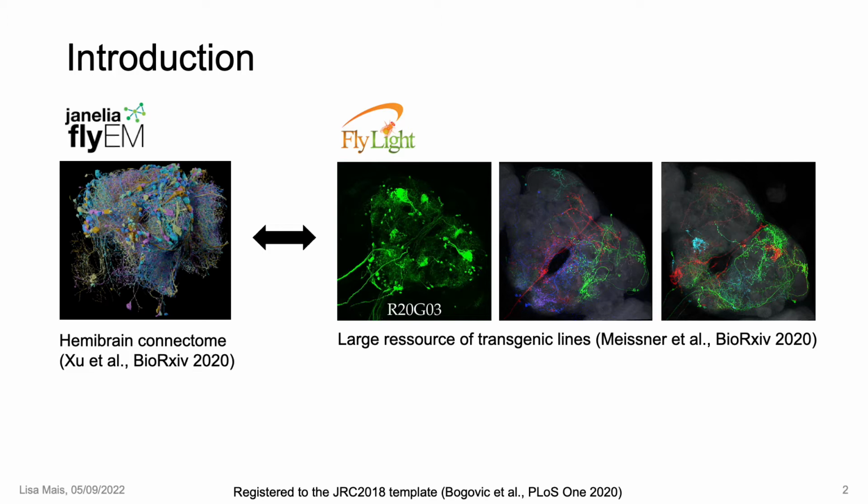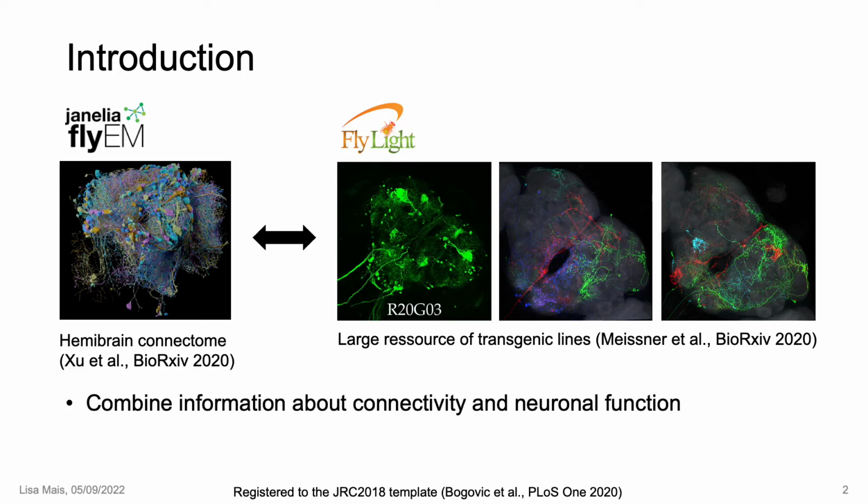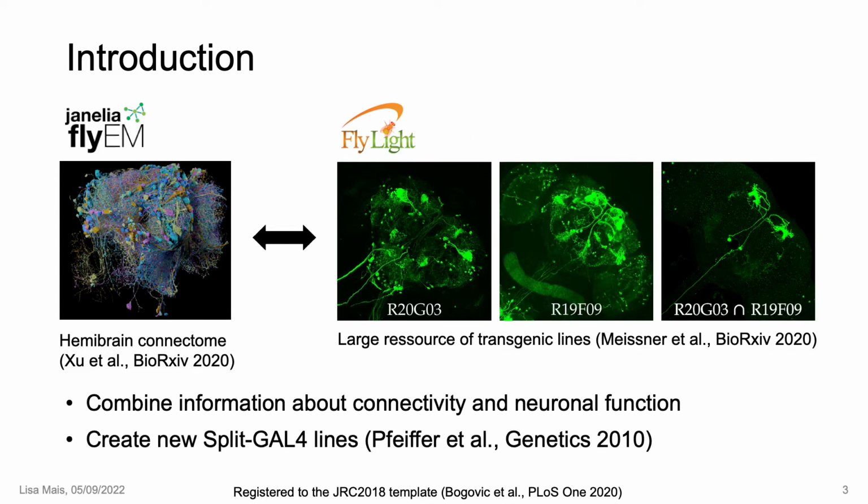And now we want to combine the information which we can get from both modalities, which is the connectivity from the EM data and the neuronal function from the LM data. Another goal is the creation of so-called split GAL4 lines. In more detail, if we find two different lines which have one or more neurons in common, then this information can be used to create a new, much sparser transgenic line, only showing the intersection of the two original ones.